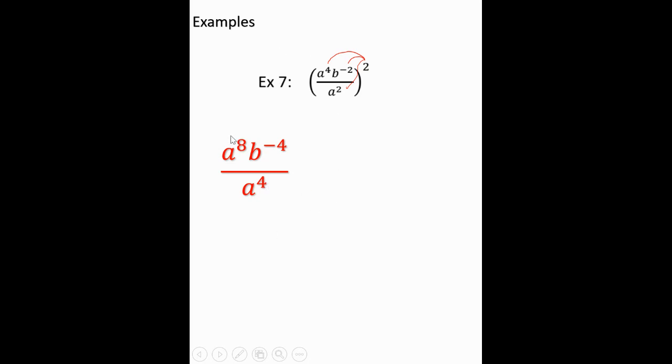When you look at this, there's several things going on. I got an a on top, a on bottom. I'm going to be dividing, and I got a negative exponent. So let's take care of the a's first. A to the 8 over a to the 4. You keep the base, subtract the exponent. You get a to the 4. And we still got b to the negative 4. And now you can't have a negative exponent. And so what I would do is drop that b to the 4 to the bottom, make it positive. And now we're done.